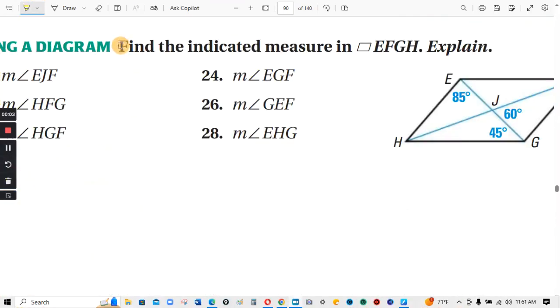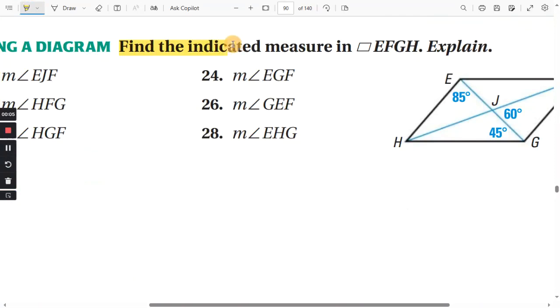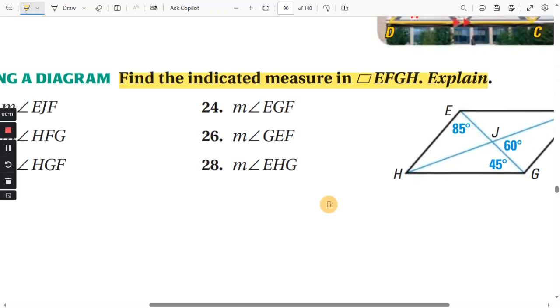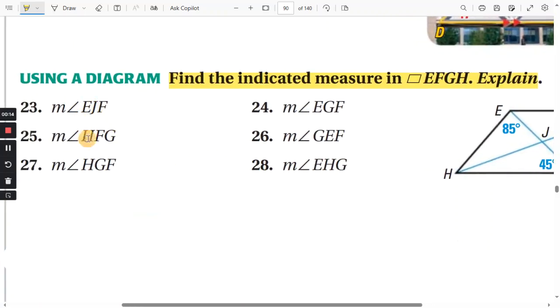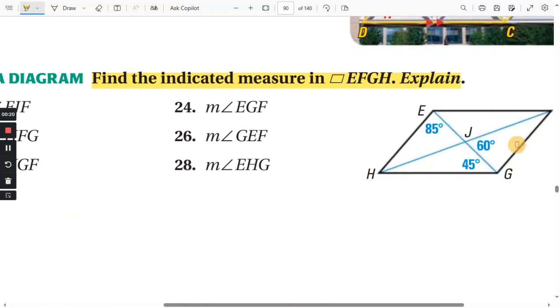All right, in this exercise, they want us to find the indicated measure in parallelogram EFGH. So, they give us a bunch of angles here they want us to solve for. What I am going to do first is just solve for all the missing angles in this parallelogram. All right, so first things first, find the missing angle in parallelogram EFGH.